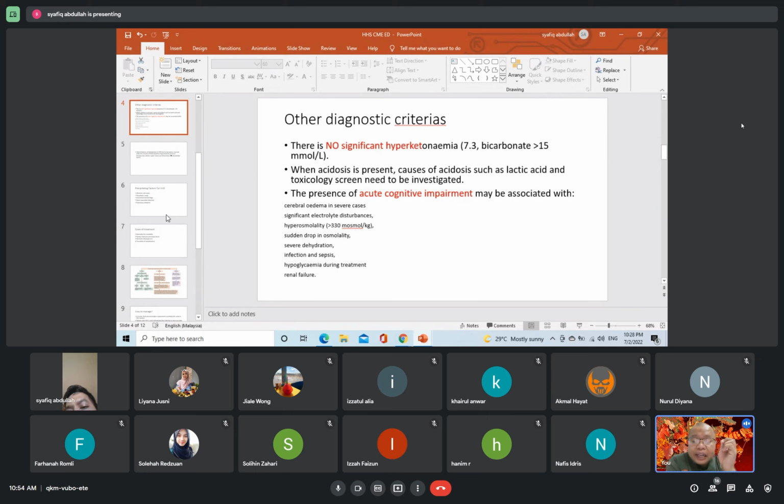So, tapi apa yang kena ingat, DKA dan HSS kedua-duanya can be a presentation, a symptom rather than underlying cause. And most commonly, benda ni is triggered by infection lah. It can be as simple as URTI or pneumonia or COVID or UTI lah, which is common in elderly. And this can present to you as HSS or DKA. That's why kita pun kata kalau patient DKA, you have to look for apa yang trigger DKA tu. Commonly by far, infection lah.